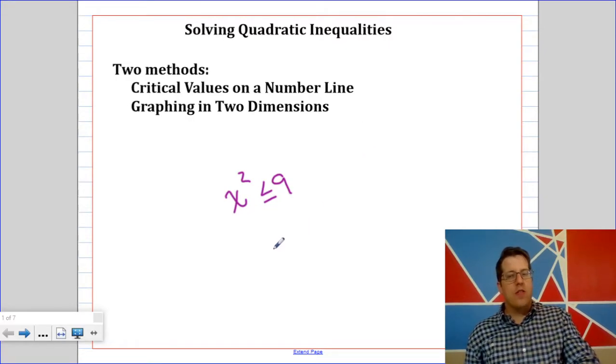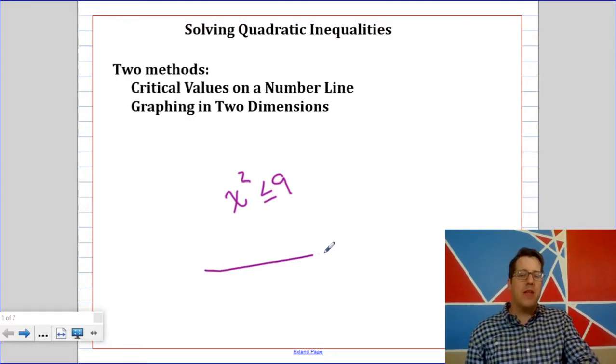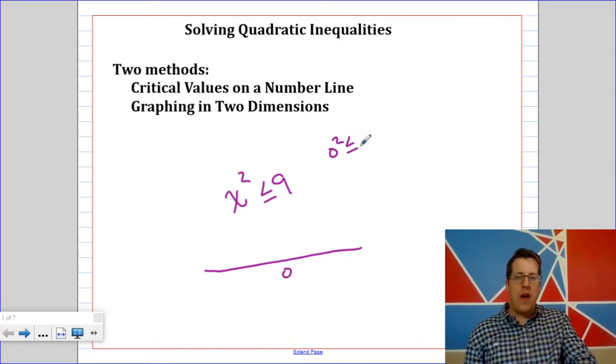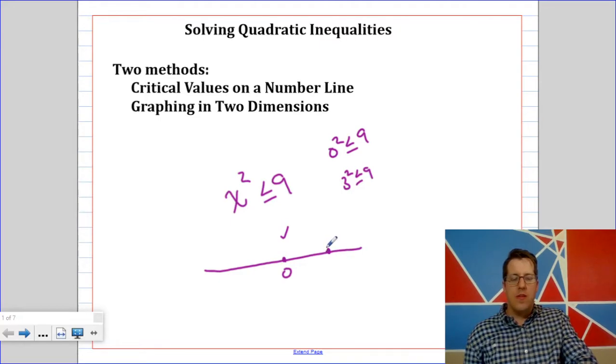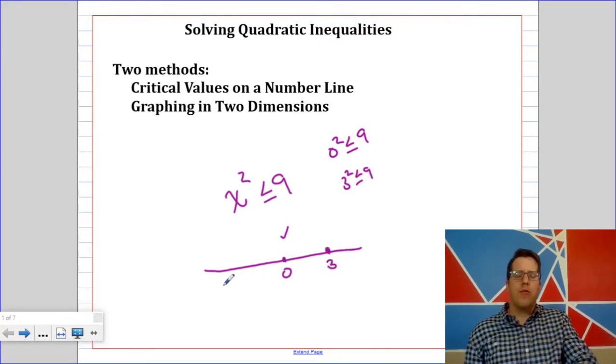So say you're looking at this and you say to yourself, well, I bet that 0 works for this, because 0 squared is in fact less than or equal to 9. There's a point that works. And I bet 3 works for this, because 3 squared is equal to 9. And now that I think about it, -3 is probably the other important value there. And if -3 works, and 0 works, and 3 works, well, the answer is probably something like this.